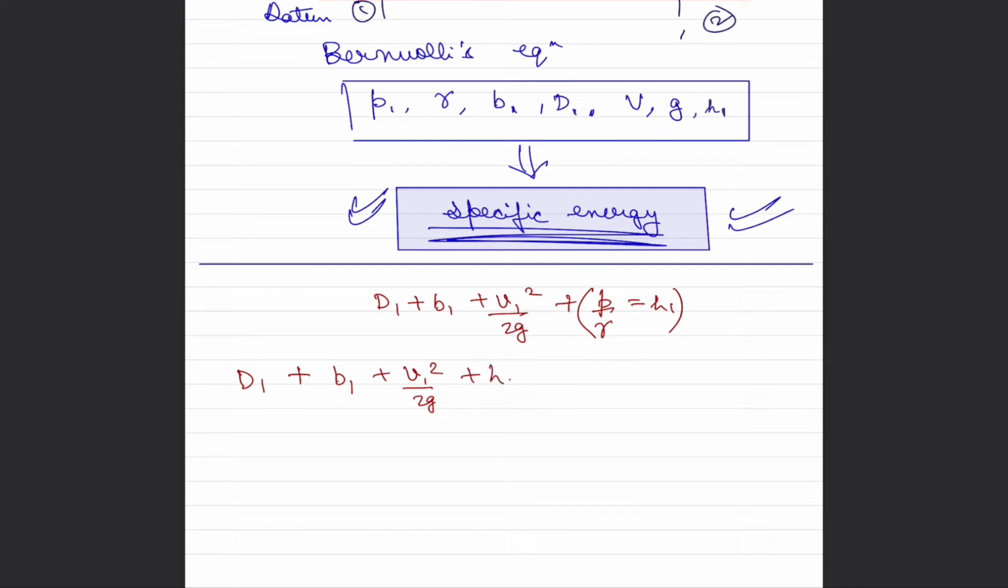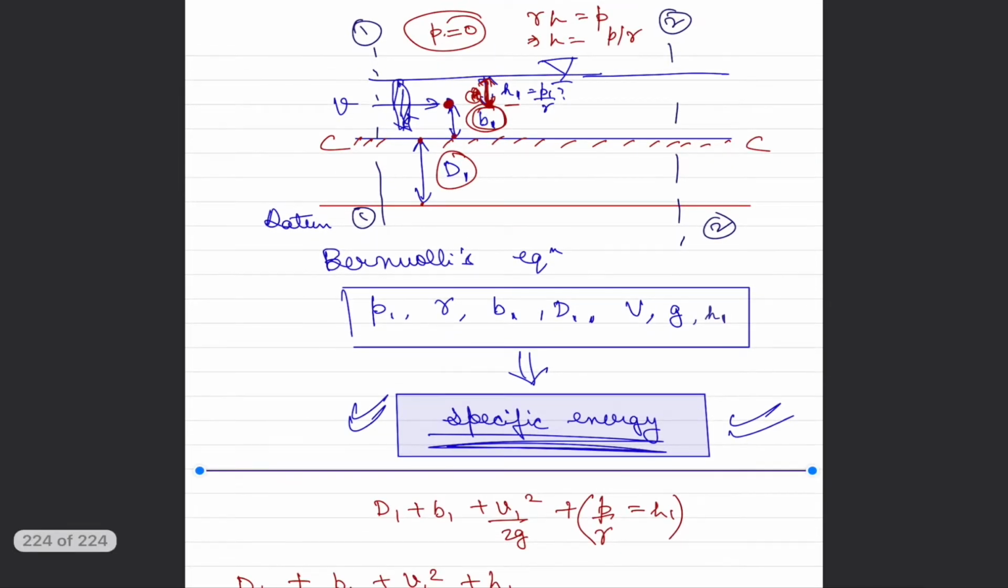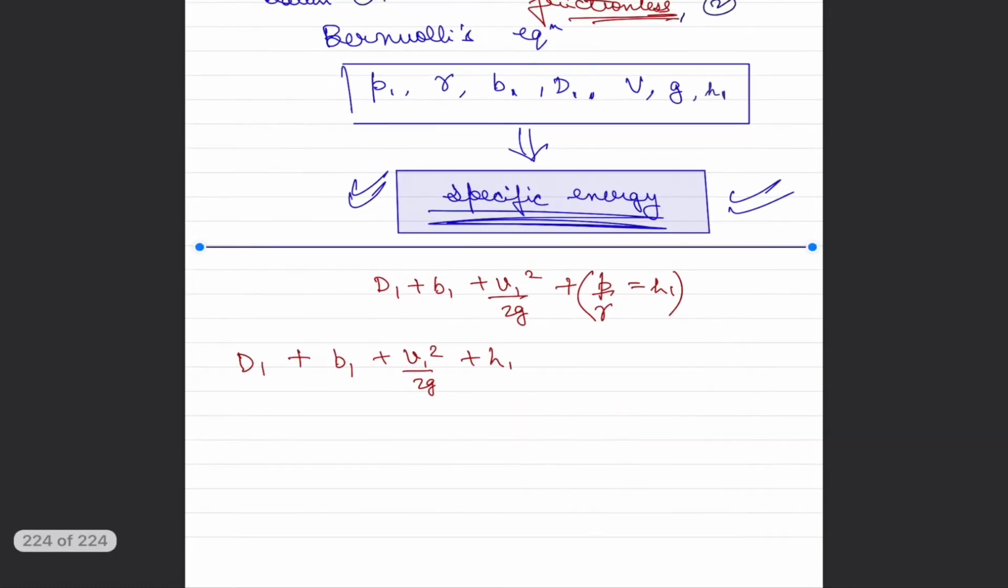So we can write that at section 1 this becomes D1 plus B1 plus V1 square by 2g plus H1. And if between section 1 and section 2 we assume this channel bed to be frictionless, or there are no losses happening between section 1 and section 2, we can write this as D2 plus B2 plus V2 square by 2g plus H2.